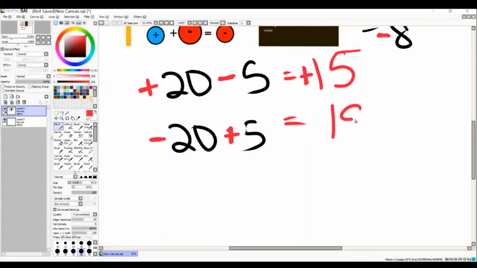15. Now you may be tempted to just leave it and walk away. But that's not what we're doing. We're not going to leave it and walk away. Because 20 has a negative value, and 20 is bigger than 5. So the outcome will be negative.